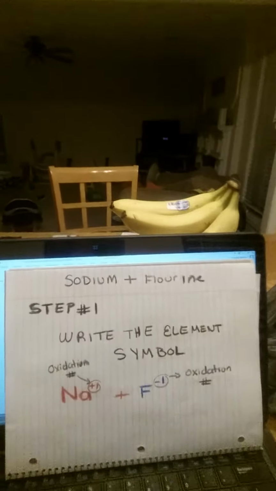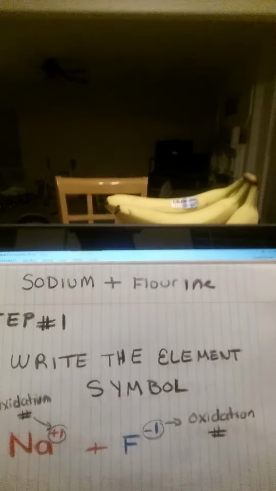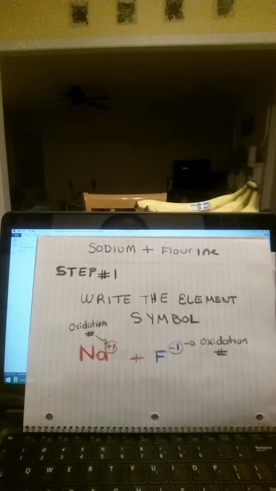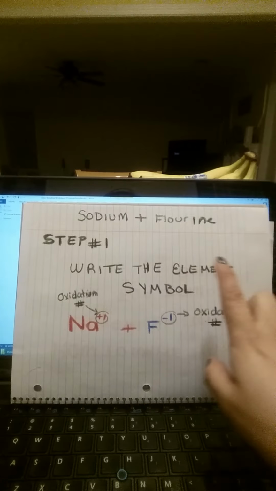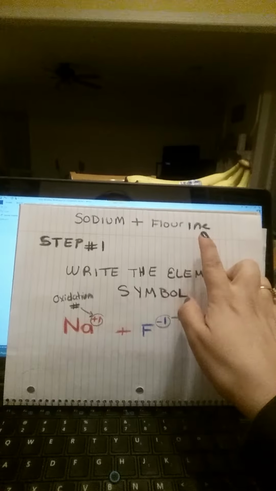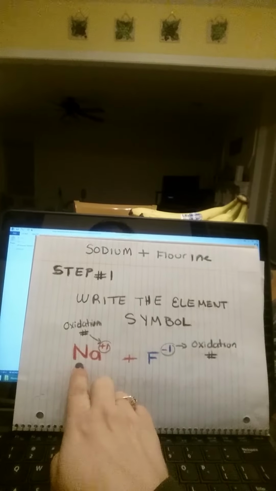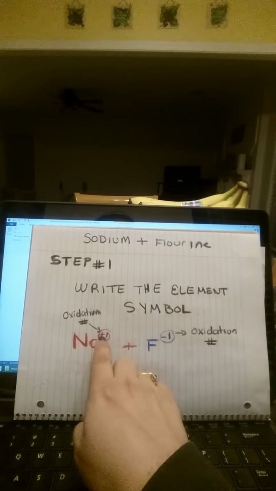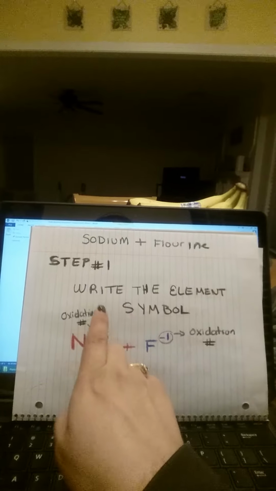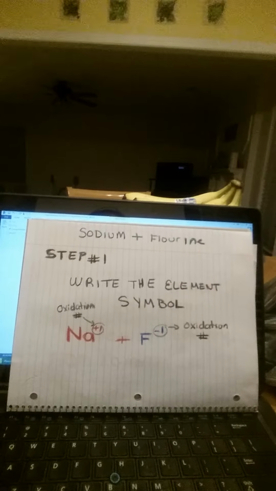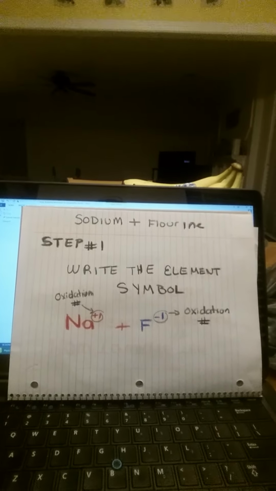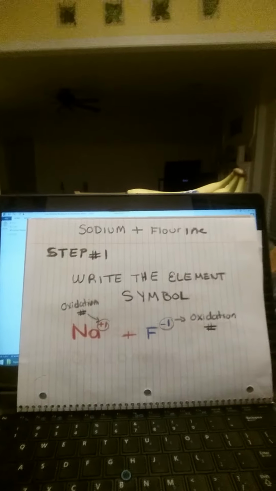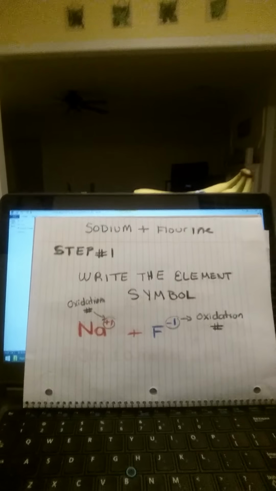So step number 1, what are you going to do? Again, please excuse me because I am trying to focus this for you guys. Step 1, write the element symbol. We're talking about sodium and fluorine. So we're going to write down sodium and the oxidation number, which is +1. Why +1? Because it is found in group 1. I told you that the oxidation number for everybody in group 1 is going to be +1. It's positive, meaning that it's going to lose electrons.